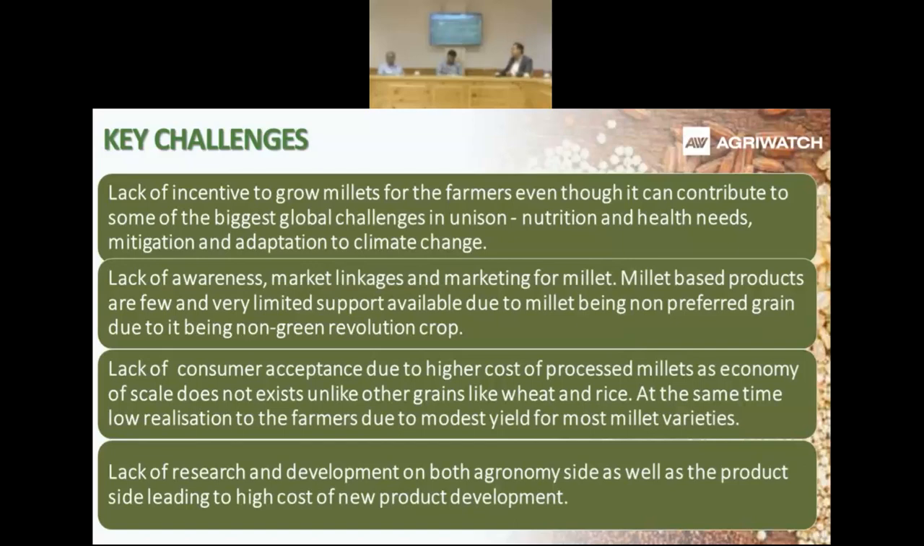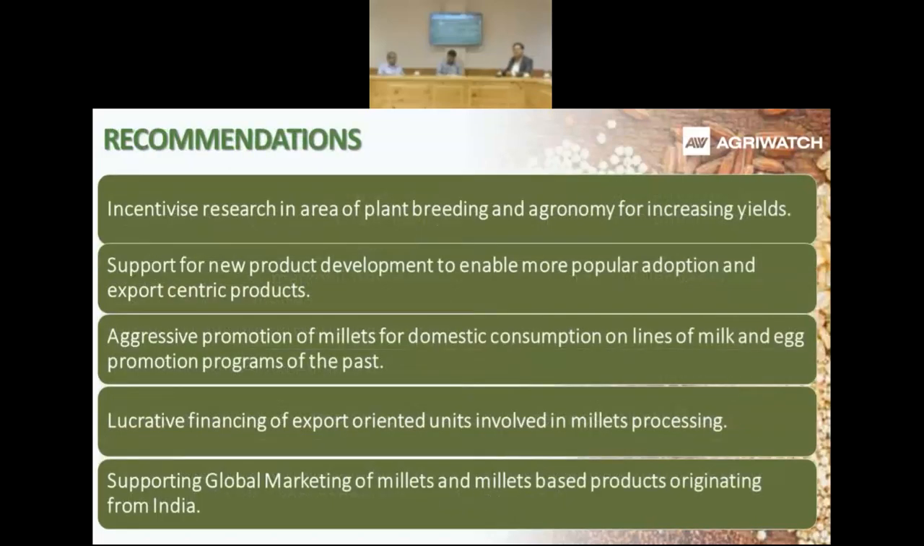Nobody has done extensive research on how to increase the yields of bajra. We have done so much on wheat. We have done so much on typically green revolution crops. But again, millets are ignored.